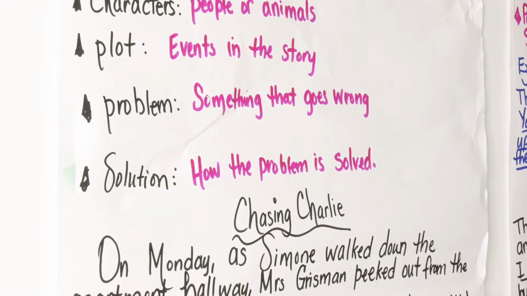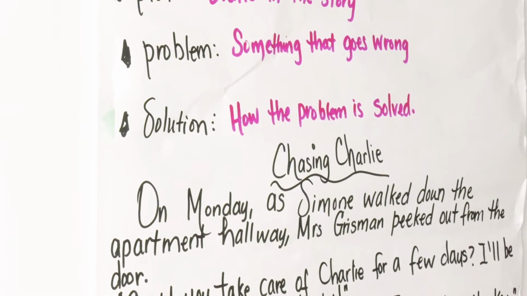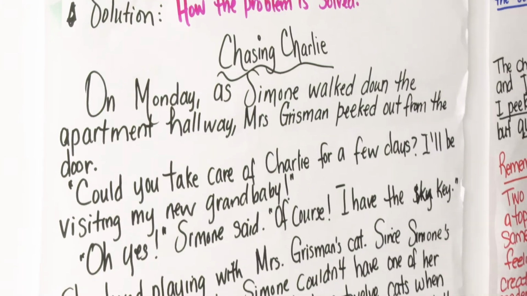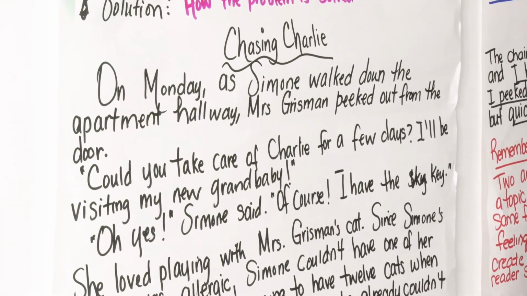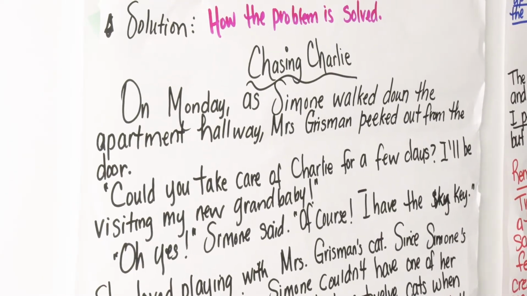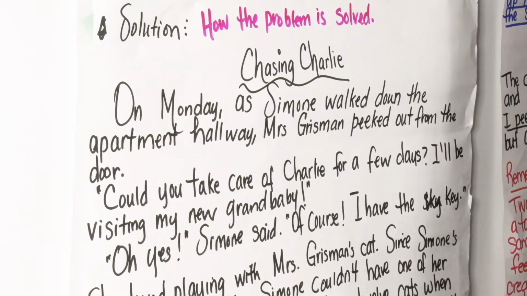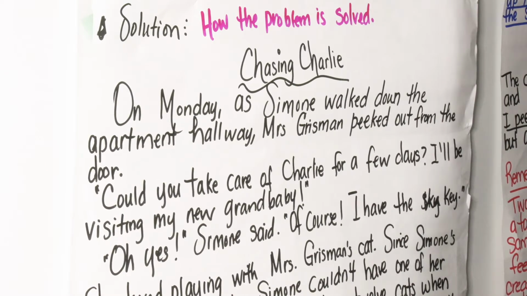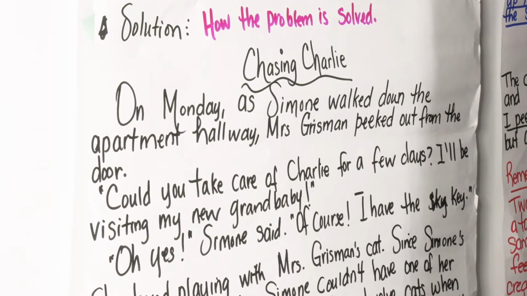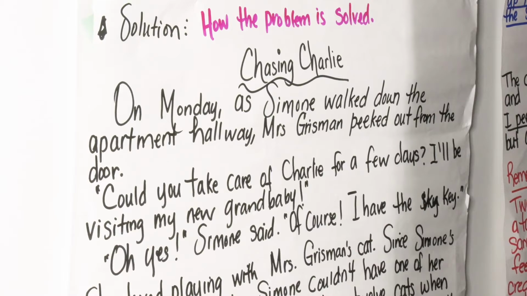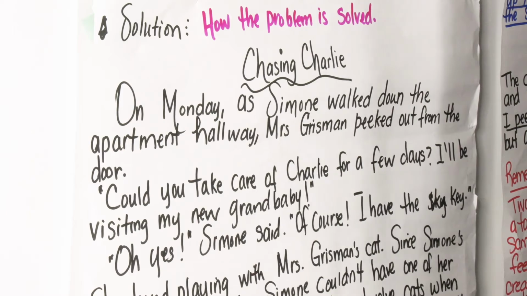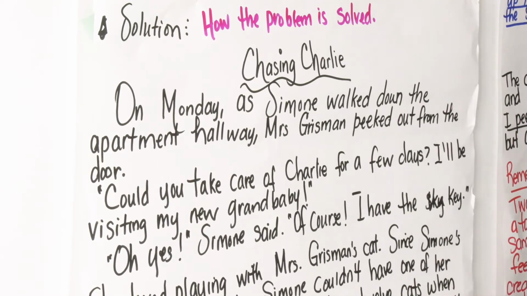We're going to take a look at a short story today called Chasing Charlie. And hopefully we'll be able to determine these story elements. Let's look at the story elements again. And I want you to jot these down in your journals. Story elements in our literary texts are setting. Give you a minute to write that down. Characters. Plot. Problem. And I heard someone say solution. Yes, you have 5 parts to your story. Setting, characters, plot, problem, and solution.